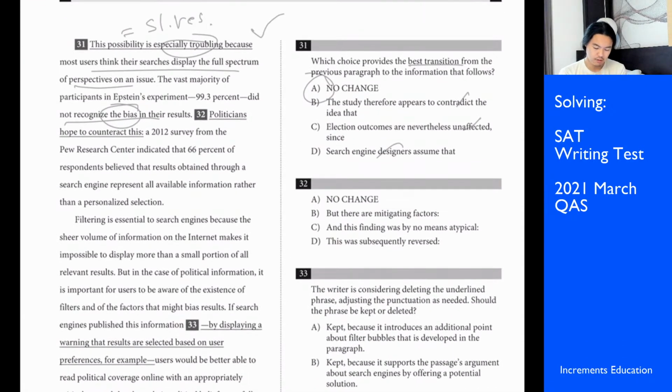Politicians hope to counteract this. Eh? A survey indicates that response. Okay, no, politicians, no, has no connection with what happened here. So, represent all information. This is confirmed. This is confirmed, but no, not reversed. No, not mitigated. And no, not atypical means you can't. So this is confirming. This finding was corroborated by other surveys.